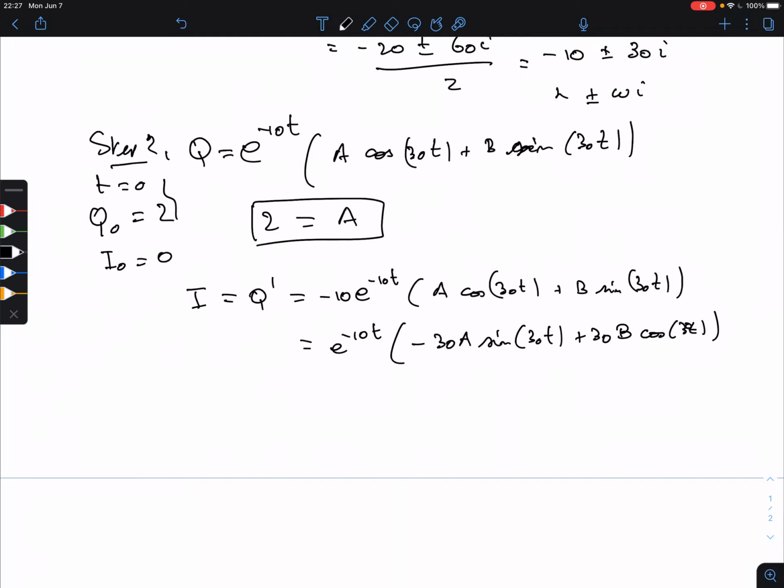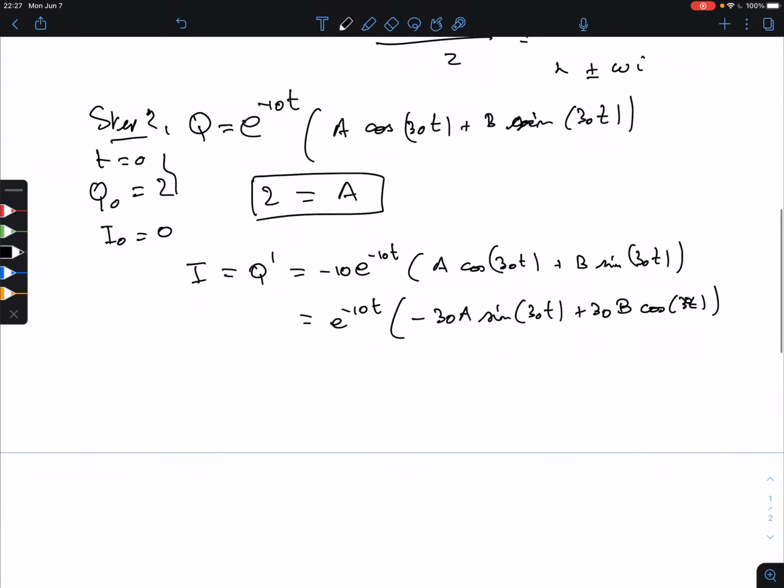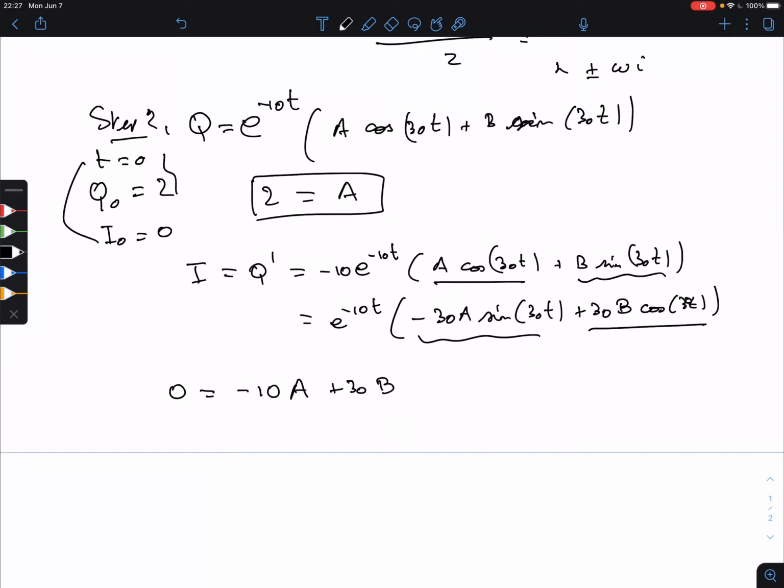30t. Okay, and now we plug in t equals 0, and I0 is 0, so this is 0. If I plug in 0, the exponentials are all 1, but be careful, we have a minus 10 here. This one survives, so minus 10a, this is 0. This one is also 0, so this one survives. We get plus 30b.